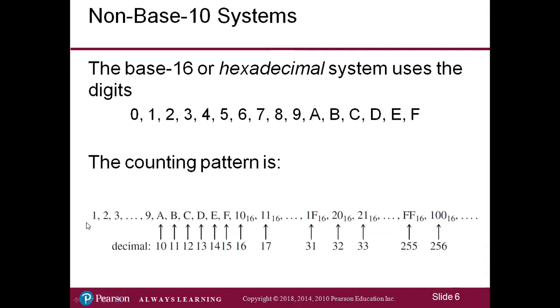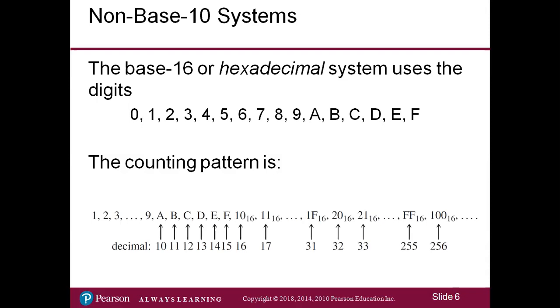The base 16 or hexadecimal system uses the digits 0 through 9, but then we need something for 10, 11, 12, 13, 14, and 15. So we use A, B, C, D, E, F. The counting pattern is 0 through 9 as we understand it, and then A is 10, B is 11, C is 12, D is 13, E is 14, F is 15.